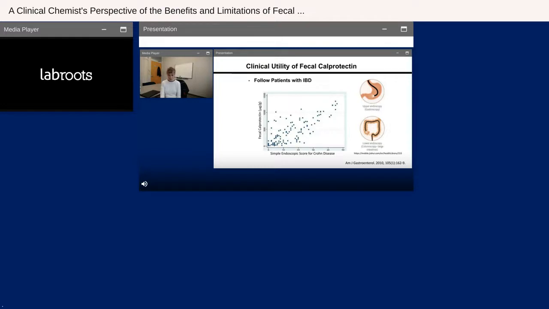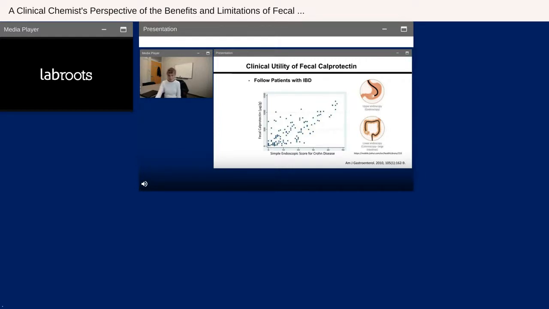Another great use for fecal calprotectin is following patients with IBD. So inflammatory bowel disease is usually a chronic disease in that the patient has to constantly be seen by a gastroenterologist or followed by their provider just to make sure that everything is doing okay with this patient. They often have relapsing and remitting states of inflammation, and sometimes they might require just different modes of treatment.